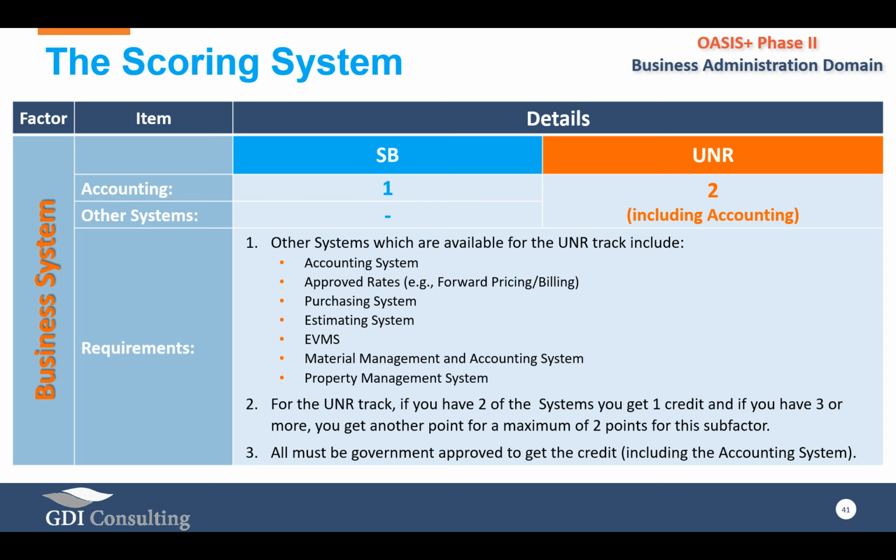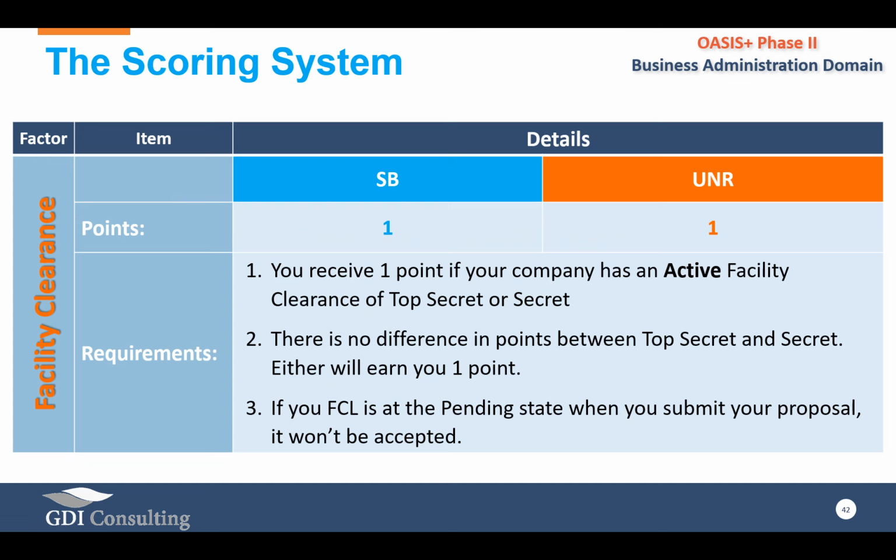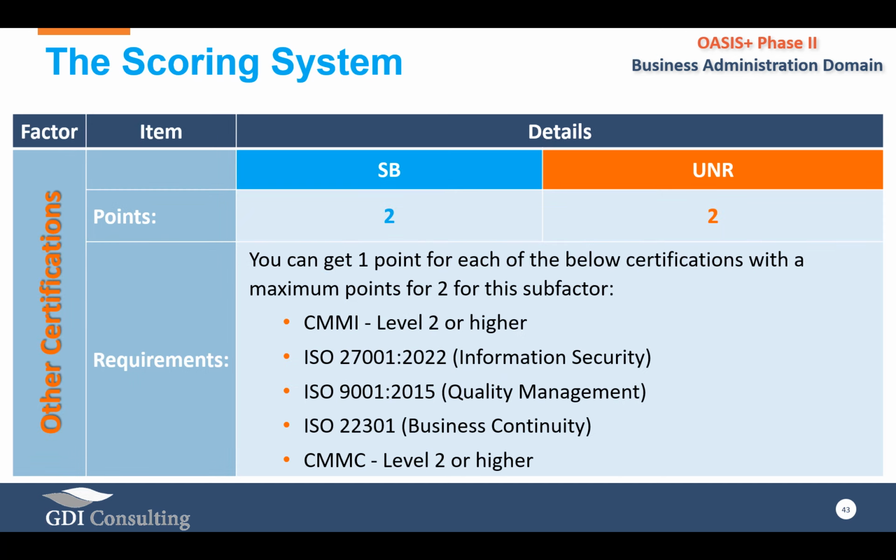That's for unrestricted. Now, all of these must be government approved. So the accounting system, if it's third party approved, doesn't count. It has to be government approved by DCAA or DCMA. And similar for the other systems certifications too. Now, facility clearance is easy. Either you have secret or top secret FCL, you get the points, but it has to be active. Pending doesn't count. So active facility clearance.